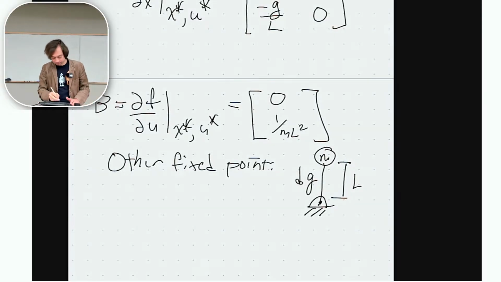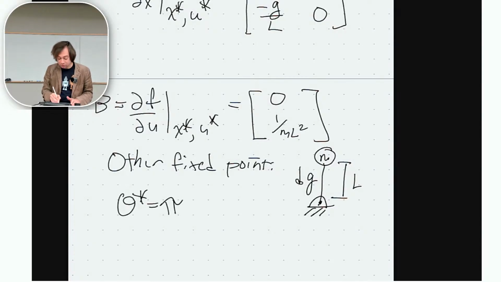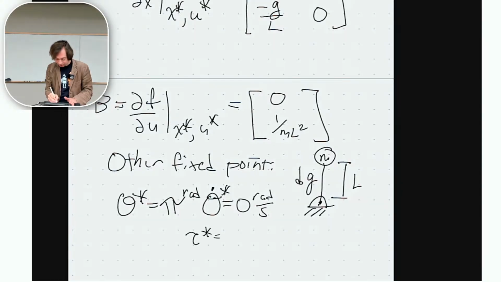Okay. So in that case, our angle, theta star, I've chosen as pi, 180 degrees up. Could be minus pi, I don't care. The math will end up the same. The fixed point has it perched up on top, theta dot star is 0 rads per second. Pi rads, and we're not going to touch it with tau star. It's going to be 0 Newton meters. Okay?